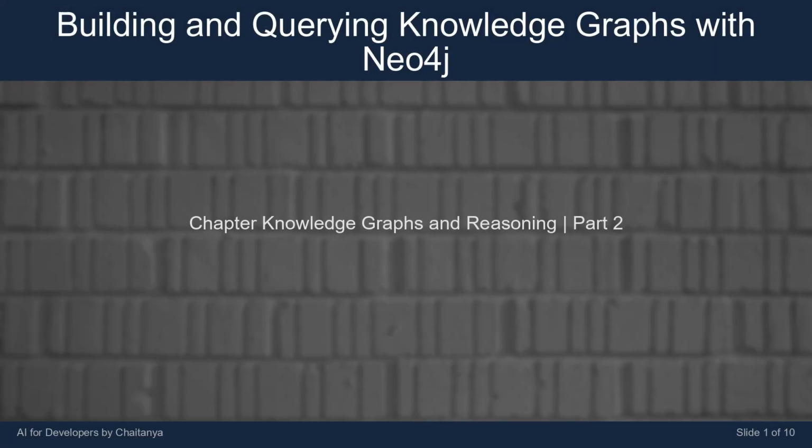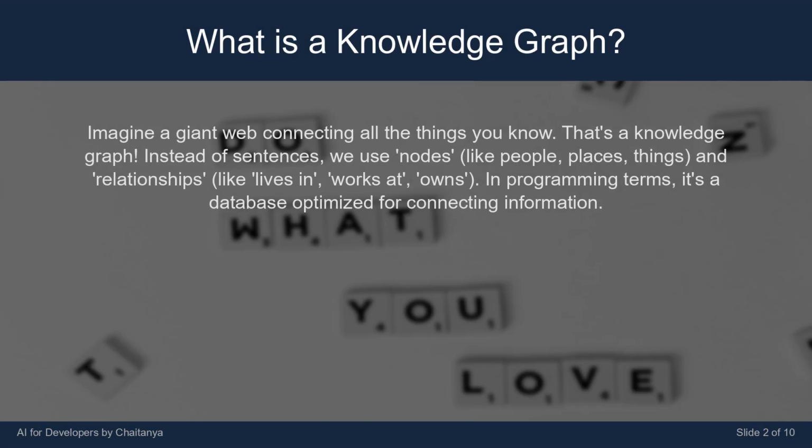I'm Chaitanya talking bot. Today's lesson is titled Building and Querying Knowledge Graphs with Neo4j. Imagine a giant web connecting all the things you know. That's a knowledge graph. Instead of sentences, we use nodes, like people, places, things, and relationships, like lives in, works at, owns. In programming terms, it's a database optimized for connecting information.